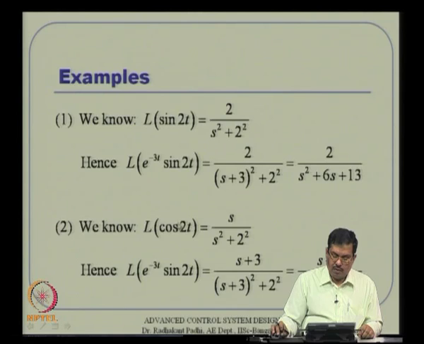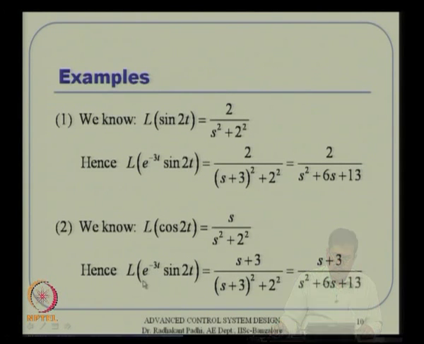Similarly, if you have cos 2t instead, then this transfer function is like that. And then if you have e to the power minus 3t, wherever s is there you simply replace it by s plus 3, that is the theorem. So this results in that kind of a transfer function.